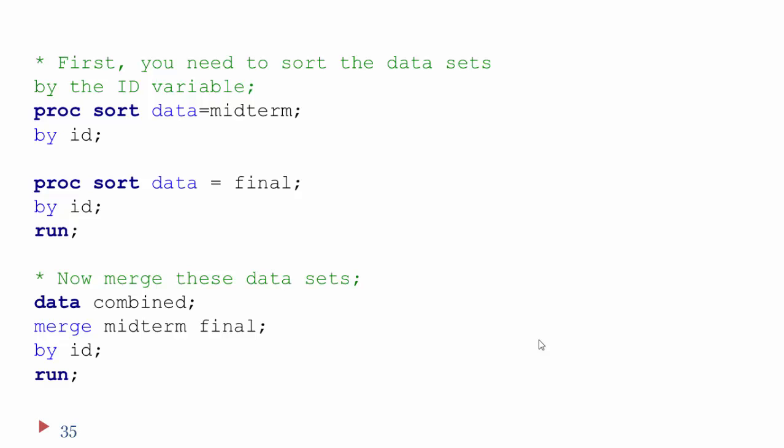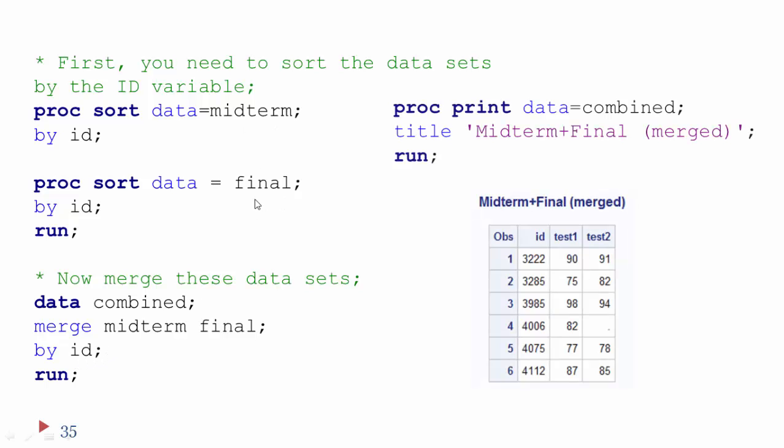So first we need to sort the dataset by the ID variable, so we sort the midterm dataset by ID, and the final dataset by ID. And now we combine these two datasets with the merge statement. Notice that we're not using a set statement, we're using a merge statement instead. So data combined, merge midterm and final by the ID variable. The ID variable is the variable by which the midterm and final datasets are sorted. Once we print the dataset, we get the final combined dataset.